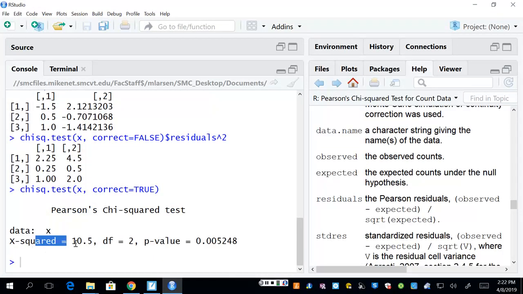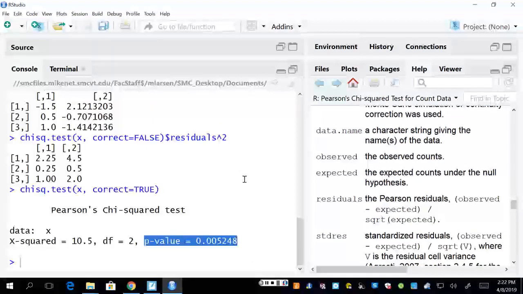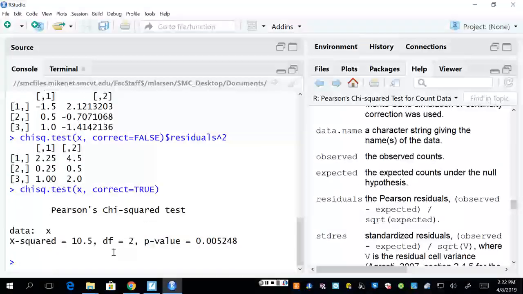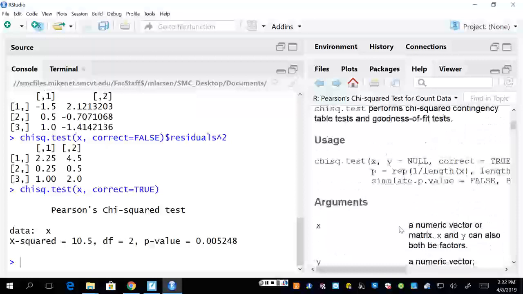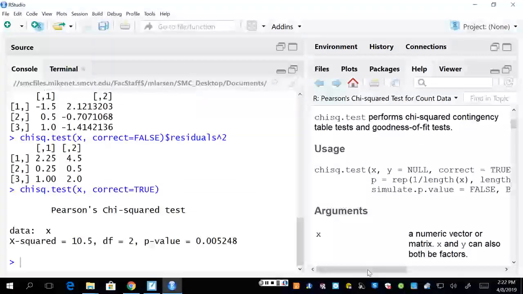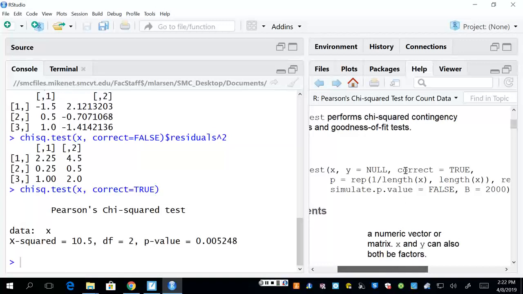It does the same chi-square statistic, and now is the p-value different at all? No, it didn't even change it. Correction equals true or correction equals false. Maybe it's not the right command. Correct. Yeah, so that is an option there. So it doesn't seem to change it in this particular case. So it might just balance out and end up being about the same, but it could change it just a little bit.